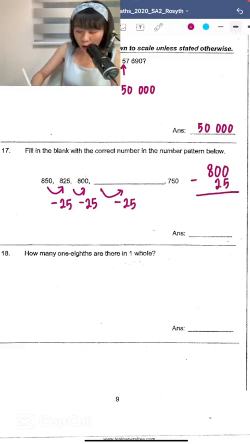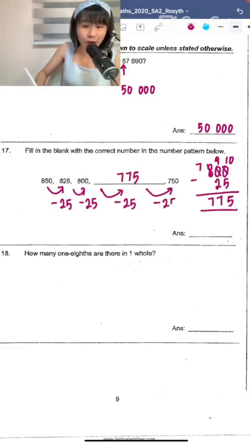So let's borrow all the way from the 8, which will give you 7, 9, 10. 10 minus 5, you get 5. 9 minus 2. Okay, so let me just cancel it so that you don't get confused by the 0. 10 minus 5 is 5. 9 minus 2 is 7. 7 minus nothing is 7. So you have 775. And just do a quick check whether if you minus 25 will give you 750. And yes, it does. Okay, so 775.